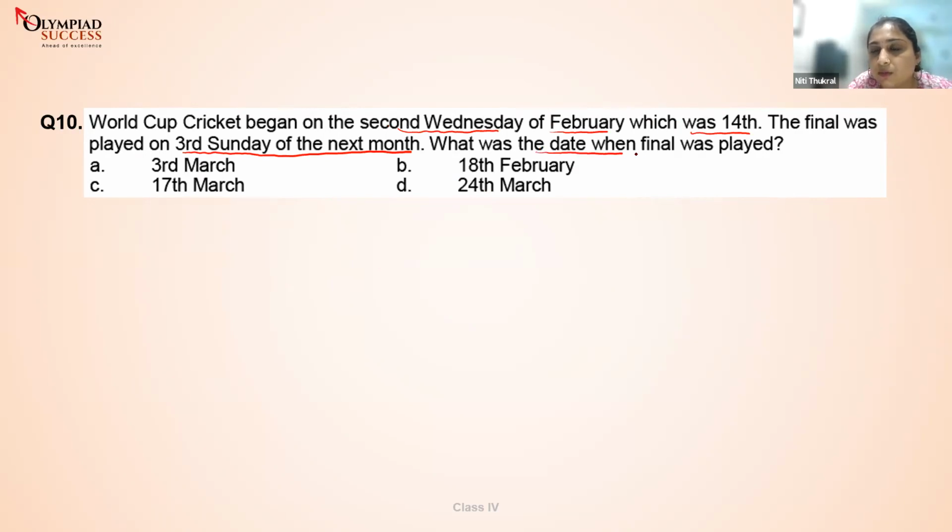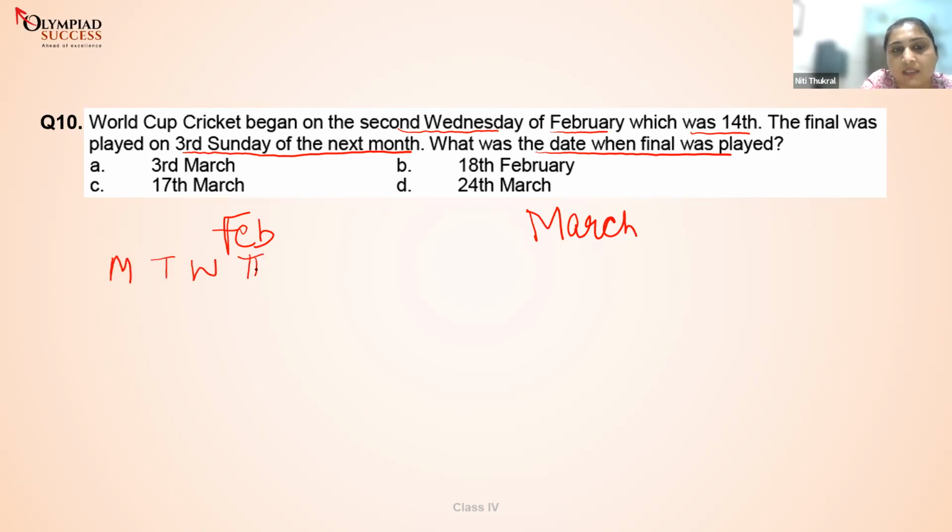So what was the date when the final was played? This again requires your calculation. This is the February month. This is the March month. Now they are telling us the second. If I divide it like Monday, Tuesday, Wednesday, Thursday, Friday, Saturday, and Sunday, then second Wednesday means Wednesday somewhere here, it is 14. If I start counting in reverse, likewise we have 4, 3, 2, 1.